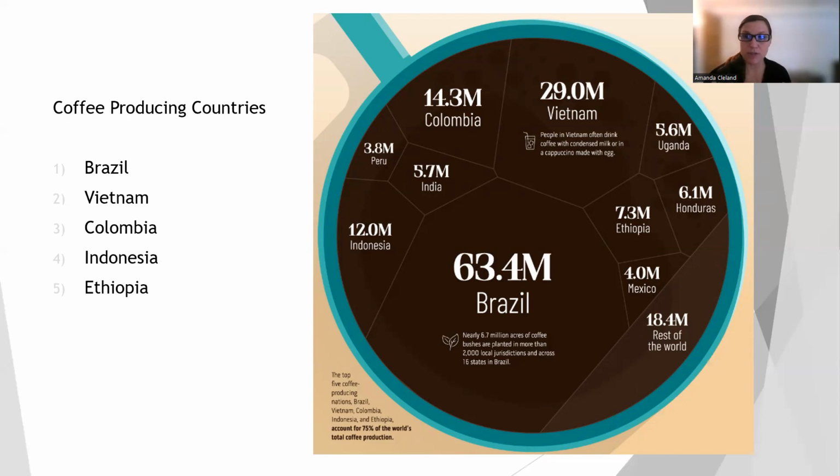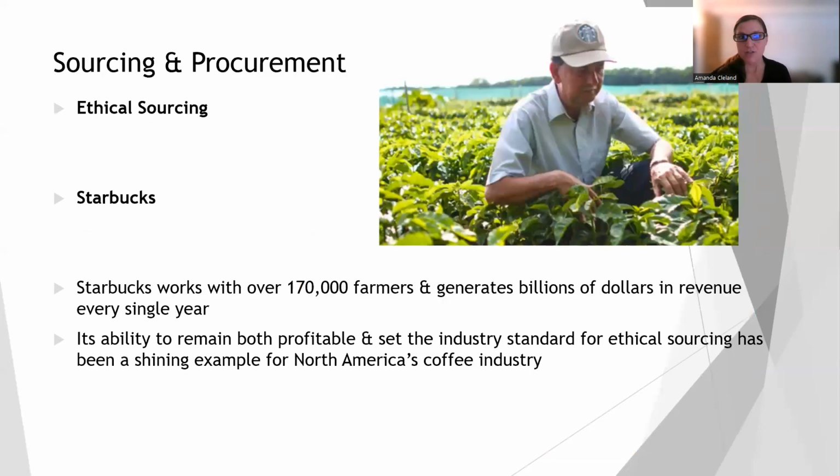So it's really focusing on ensuring that the farmers, the people growing and processing, everything having to do with the coffee product, are paid fair wages. So Starbucks works with over 170,000 farmers each year, and they generate billions of dollars in revenue every single year.